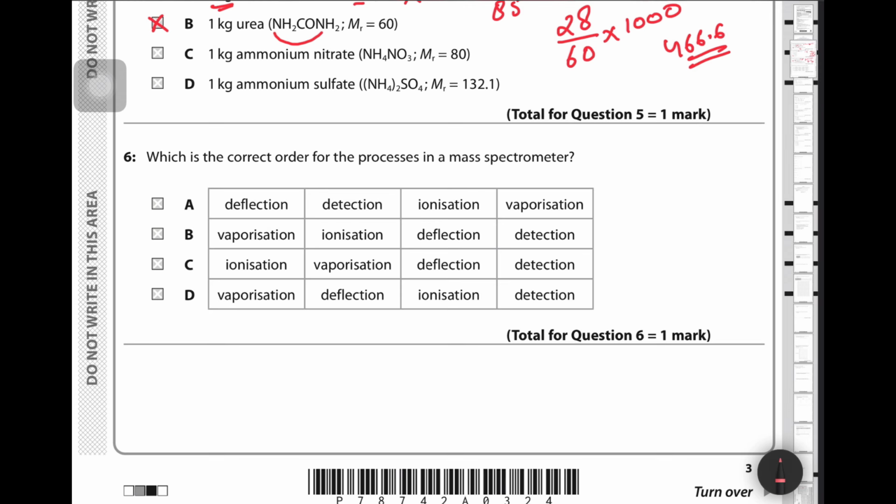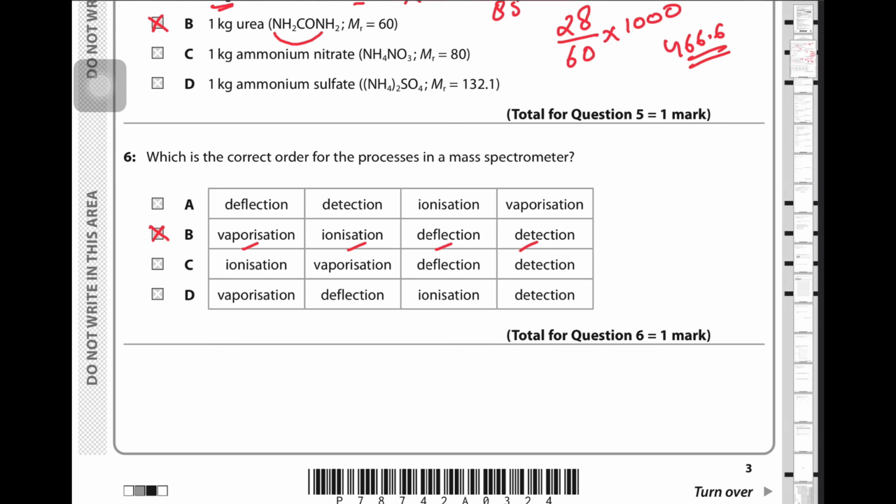Question number 6 is asking for the correct order for the process in mass spectroscopy. Well, this is quite easy. What happens first? The sample needs to get vaporized and then ionized. The ions get deflected and then on the screen they are detected. So my correct answer is B. Vaporization, ionization, deflection and detection. Clear?